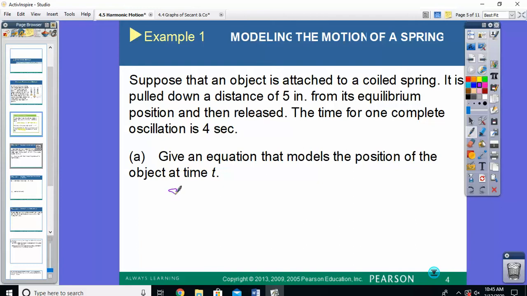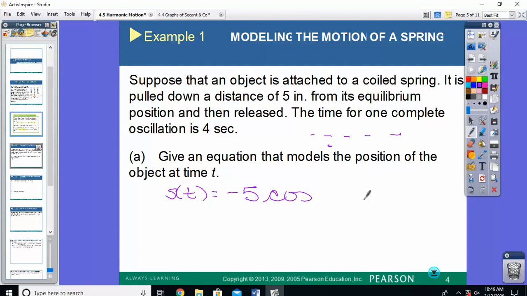Okay. So, my equation, I'm going to say S of t. If it starts, it was pulled down. So we have our equilibrium and we pulled it down to begin. So is that sine or cosine? Cosine. But cosine normally starts at its high point, so what would be in front of this? A negative. How far down did we pull it? 5. So that's like your amplitude. So it's a negative 5 cosine.